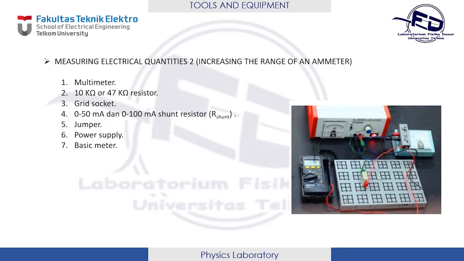Measuring electrical quantities 2. Increasing the range of an ammeter. Same as the first module. But in this part, there is an additional tool, namely the shunt resistor, which is arranged in parallel to the basic matter, so we can increase the measurement limitation of the ammeter.